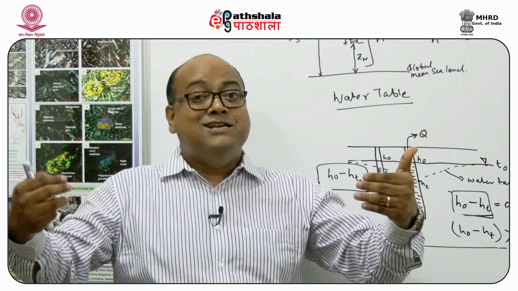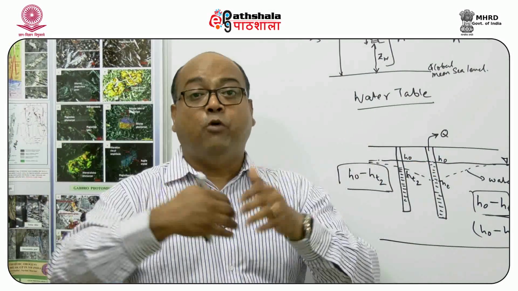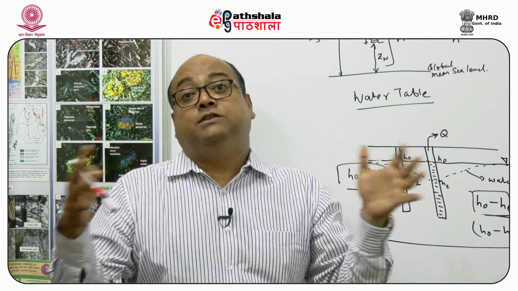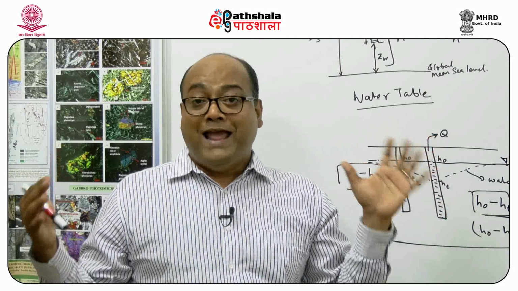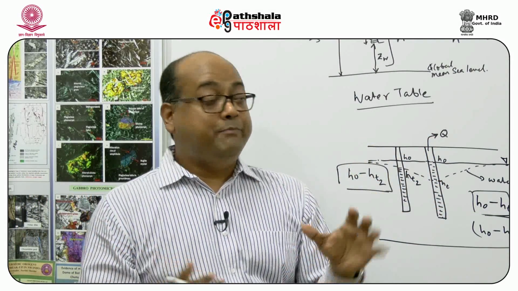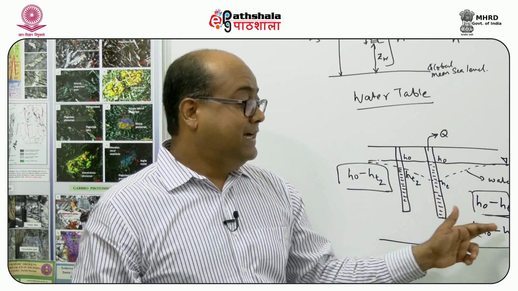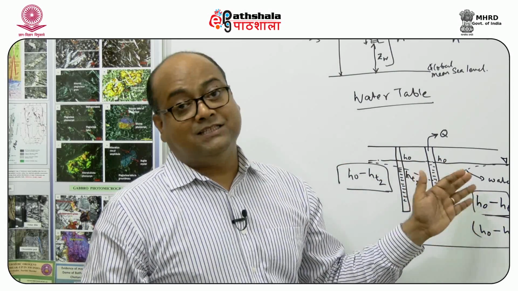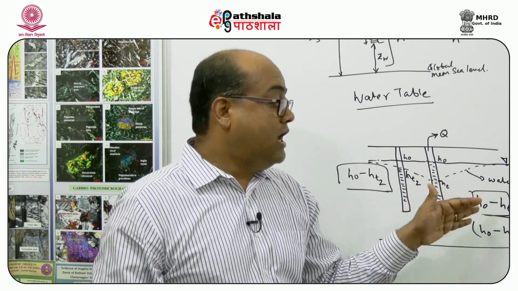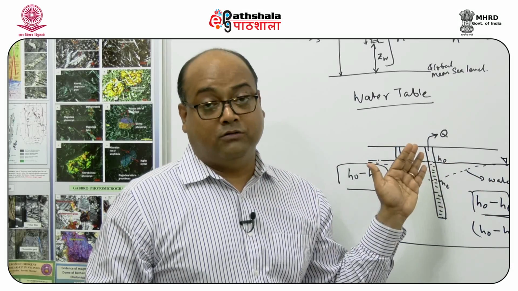So if we draw the flow lines of water, you will see that it is like the spokes of a wheel of a cycle. So what happens is we see that there is a cone of depression which forms because of pumping, and the difference that we see is known as the drawdown that is taking place because of the extraction of water.